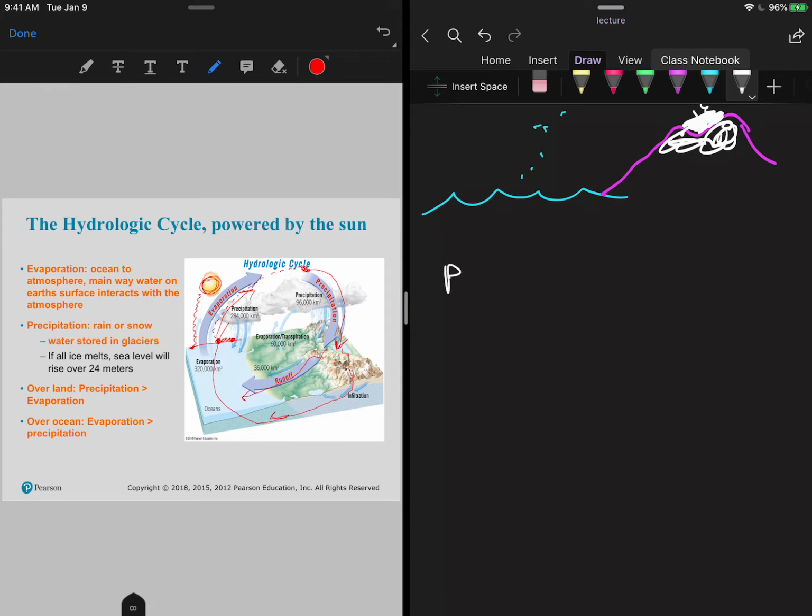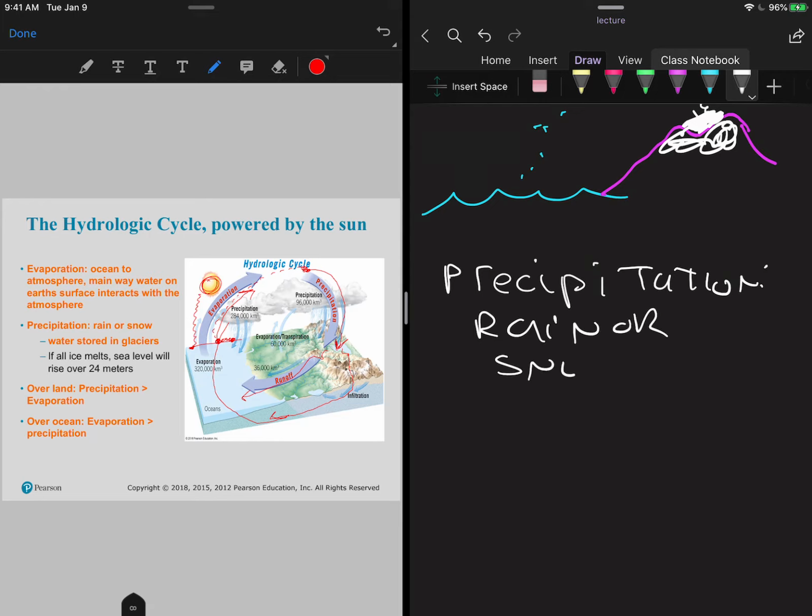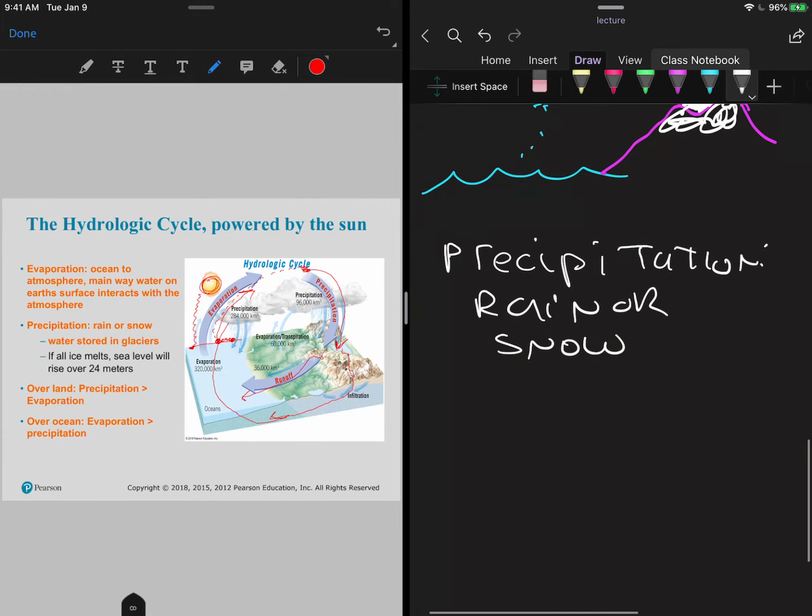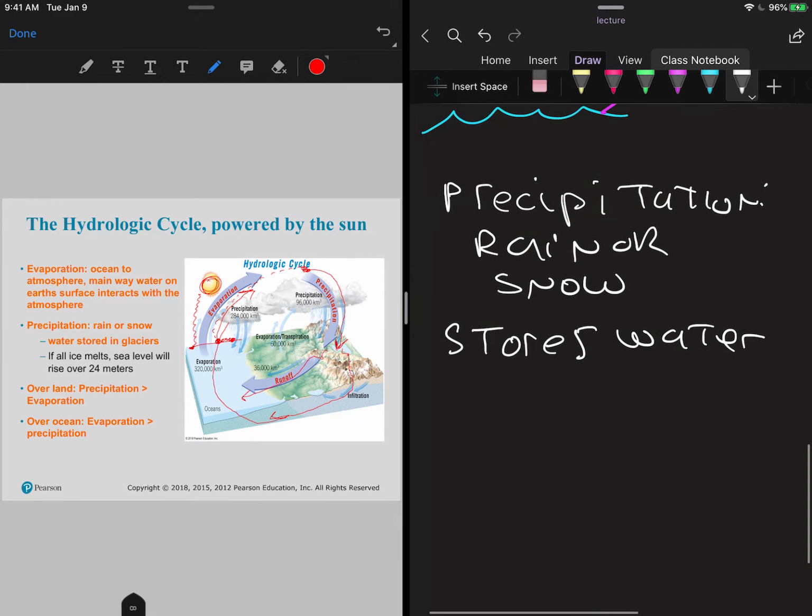So precipitation, which is the falling of rain or snow, it stores water in glaciers or in ice. So that water doesn't return to the ocean immediately, it stays there for a long time. So we say that this stores the water in glaciers or in ice.